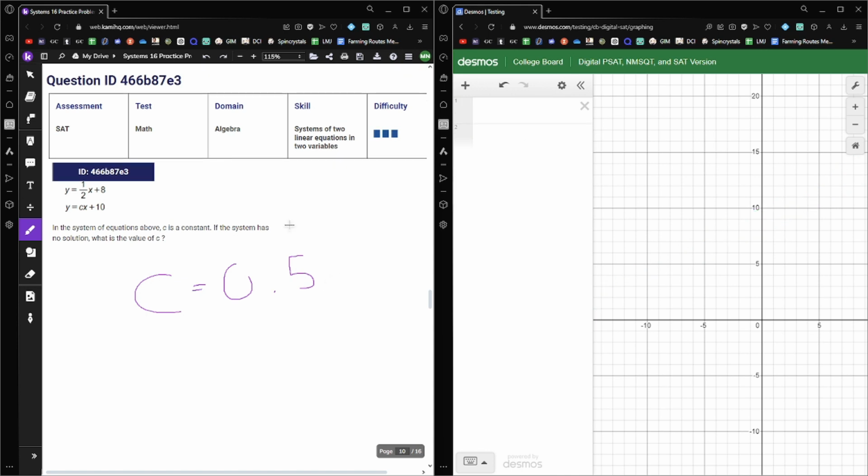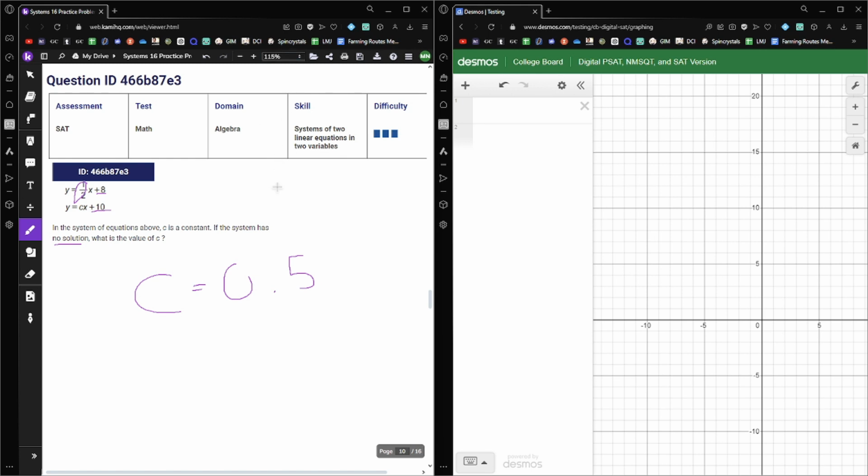Alright, I kind of just realized that this question is actually so easy. I didn't even need it. You don't even need to put it in Desmos. So if you remember, no solution means the same slope but different y-intercepts. So we look here, they have different y-intercepts, so all we gotta do is make the slopes the same. So we just gotta change the c to a 1/2. So just like that, the value of c is 1/2. Oh my goodness, you didn't even need to put that in Desmos, so it gets even easier.